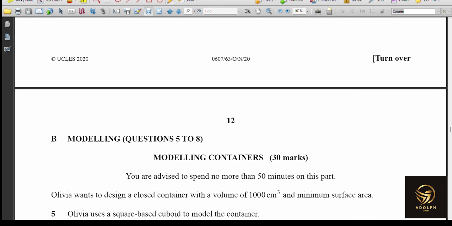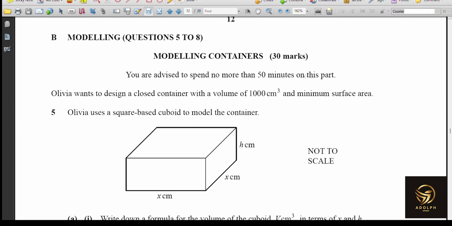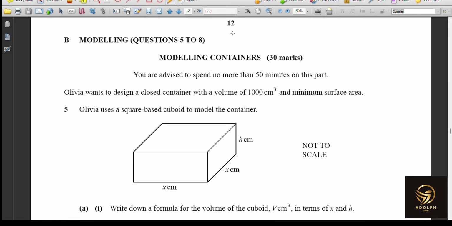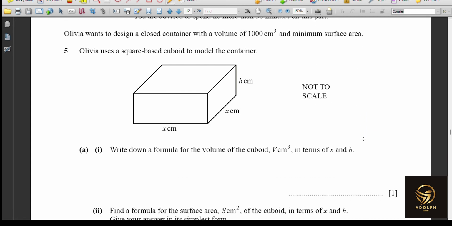So yes, investigation is over and we are going to solve modeling. Let's start solving the modeling. Olivia wants to design a closed container with a volume of 1000 cm³ and a minimum surface area. Olivia uses a square based cuboid to model the container. Write down a model for the volume of the cuboid V cm³ in terms of x and h.